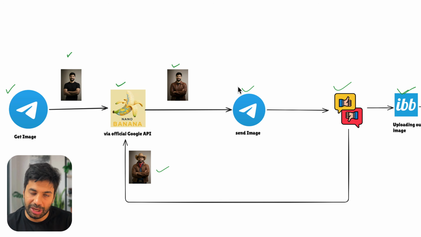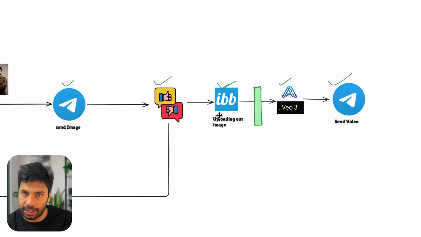Then we will get back the image. Based on our feedback, if it's a good or down, it will be then doing some changes. So it will be a loop kind of a thing. Then finally, we will be uploading the image. So the image overall needs to be uploaded and get a link so that we can use it.